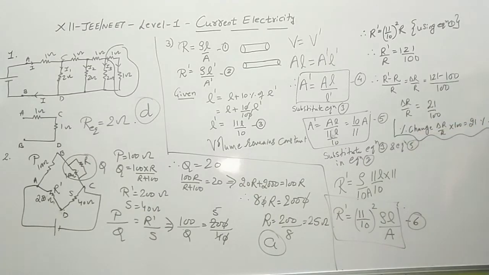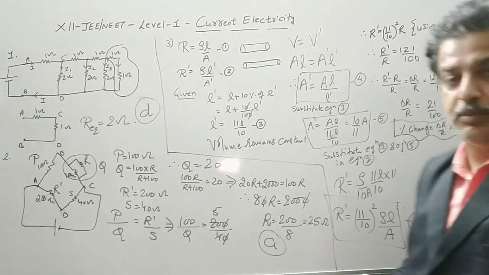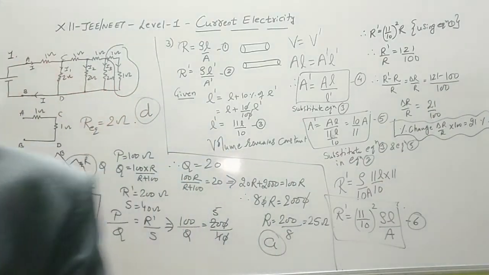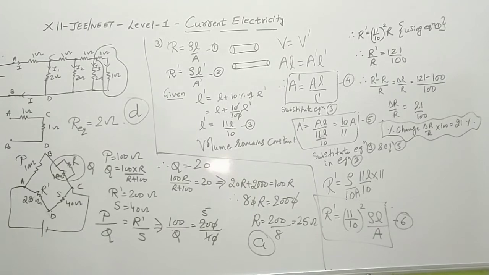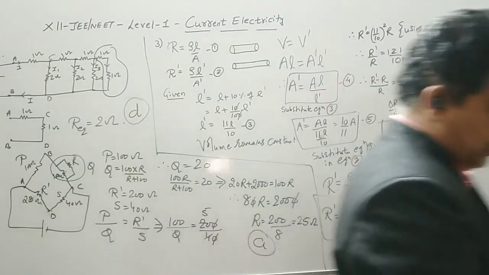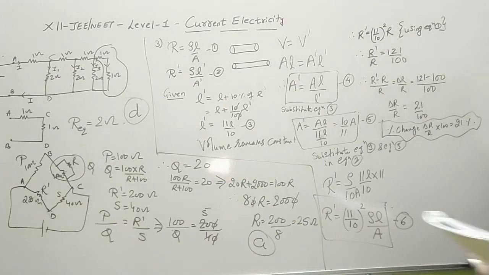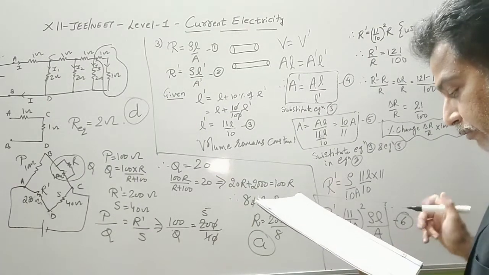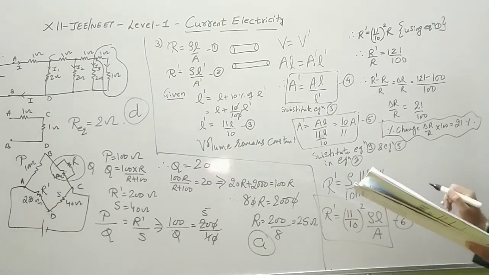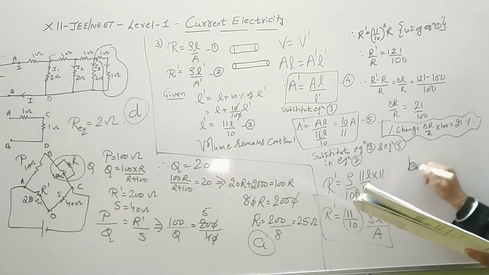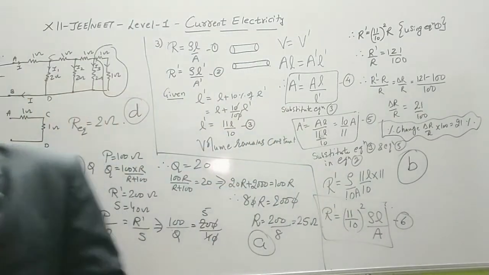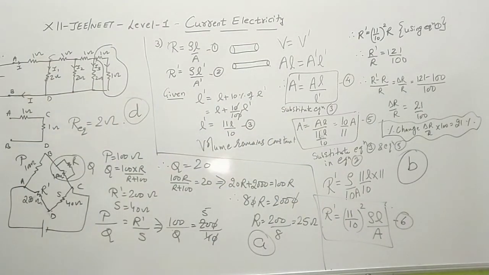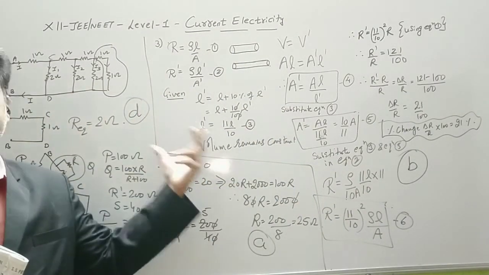So what is the increment? If this answer comes out to be negative, then there will be a decrease in the value of resistance. Here we got plus 21. So the resistance will increase by 21%. That is our option number B. So this is how we find out the change in resistance.